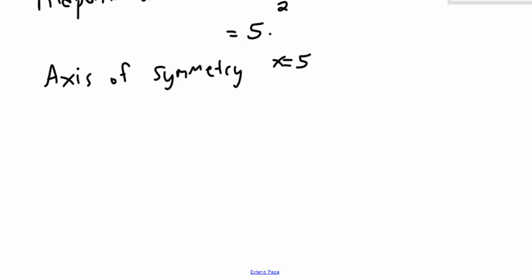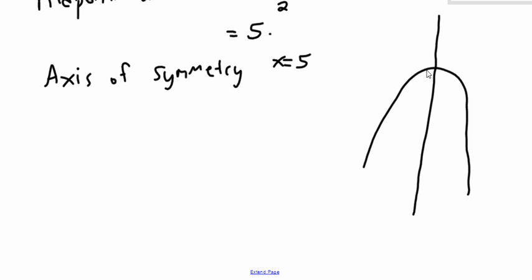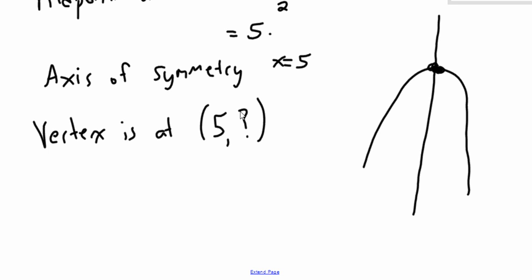And that's important because the axis of symmetry, let me just draw any old parabola. Oh, that's not so great. The axis of symmetry always passes through the vertex. So I know that my vertex is at a point where x is equal to 5. I don't know the y value, or in this case, the revenue value, but I know that if x equals 5, I have my vertex.